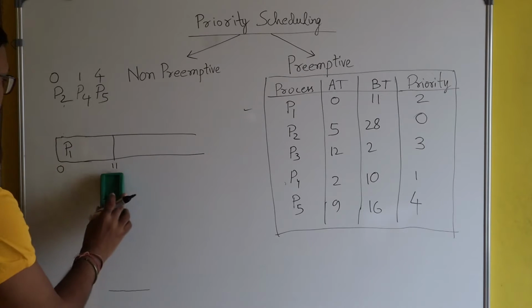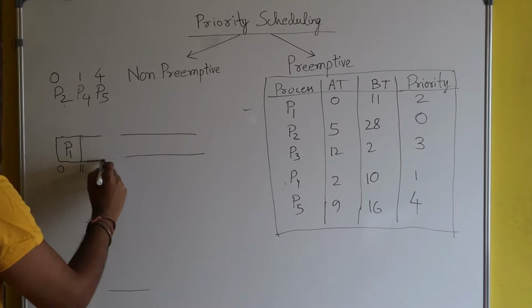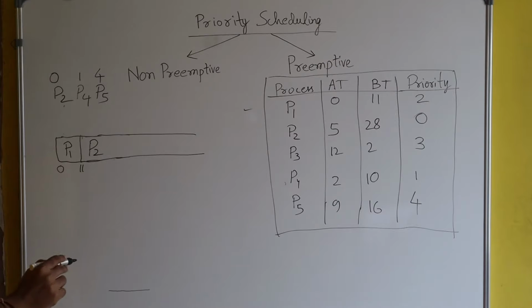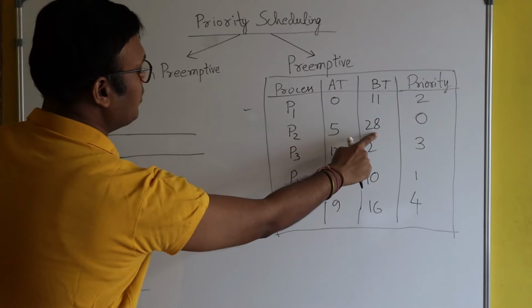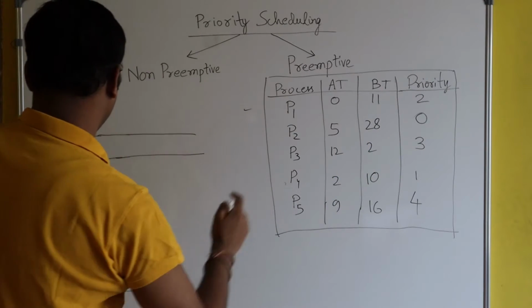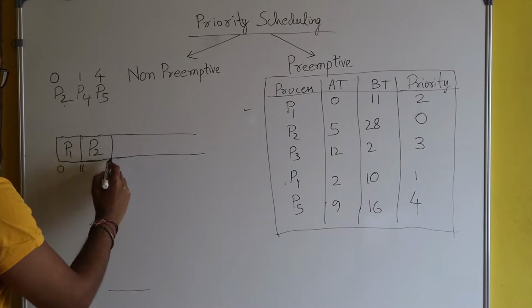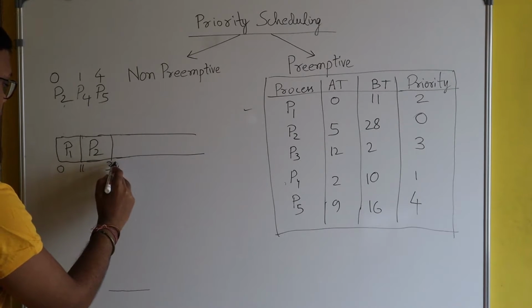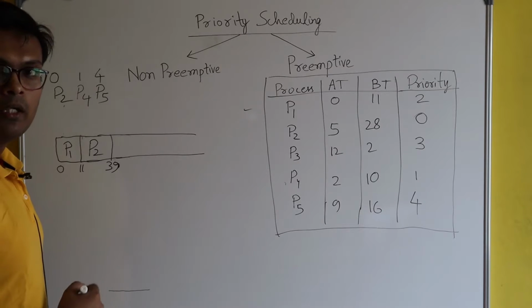So here I will write P2. And since it's non-preemptive, P2 will run fully till its completion. What's the burst time of P2? The burst time of P2 is 28. So 11 plus 28, I guess it's 39. So P2 will run till 39 seconds. Fine. Are you getting it?